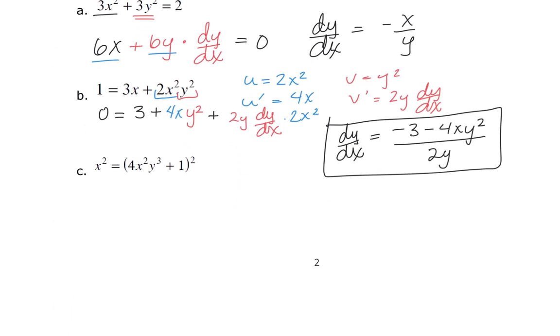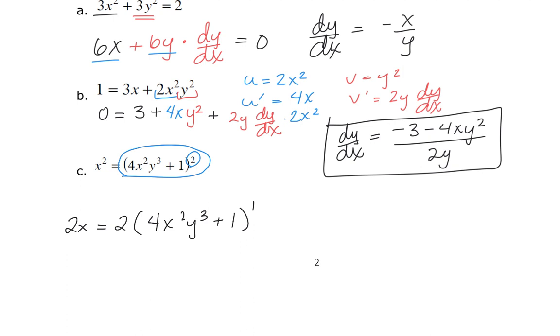Let's take a look at C. Take the derivative of both sides. I'm going to have to use the chain rule on the left-hand side because of this squared. So the derivative of the left-hand side is going to be 2x. The derivative of the right-hand side is going to be 2 multiplied by 4x squared y cubed plus 1 raised to the power of 1.